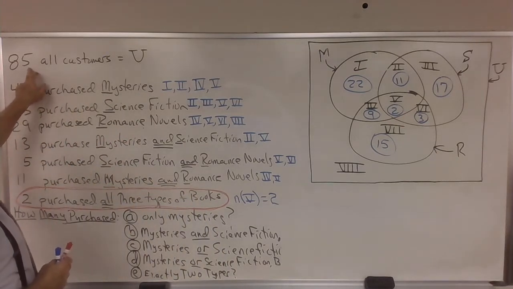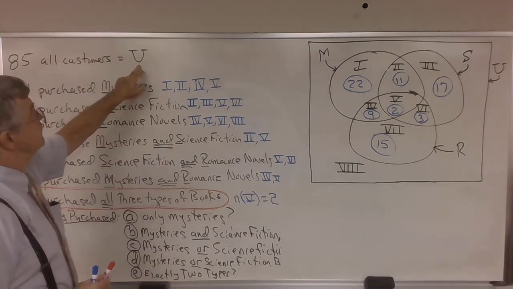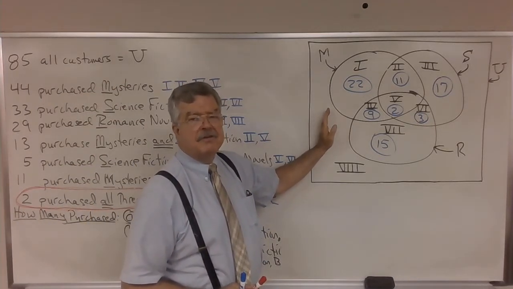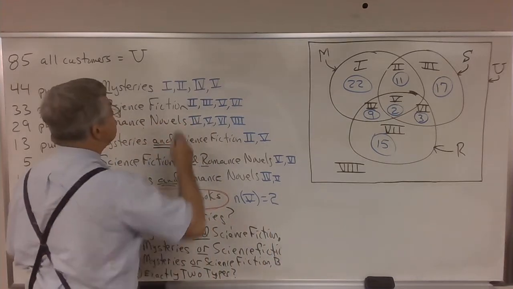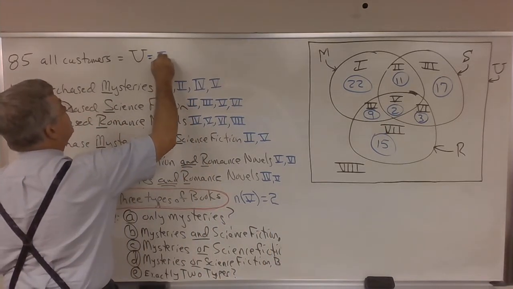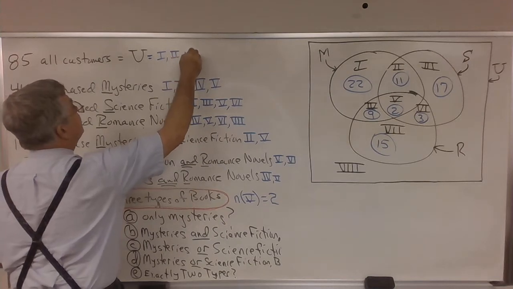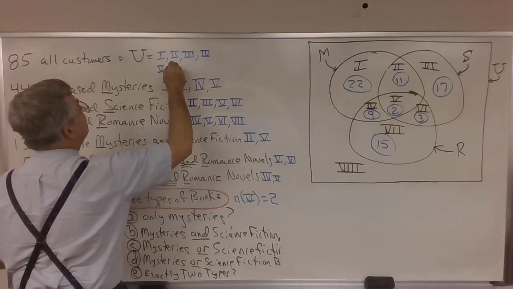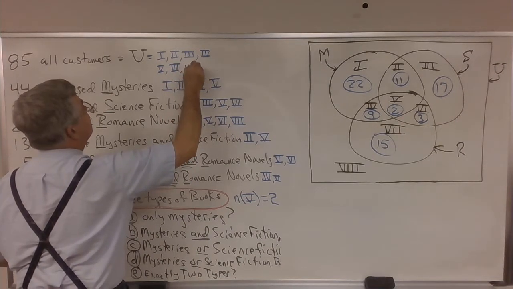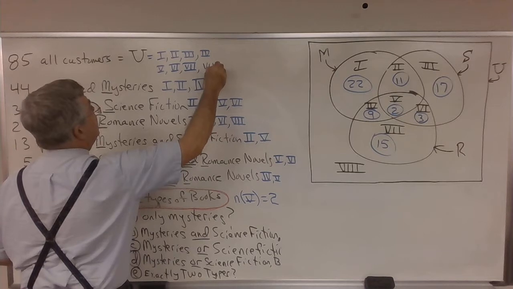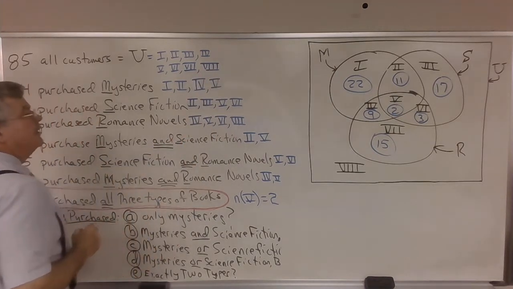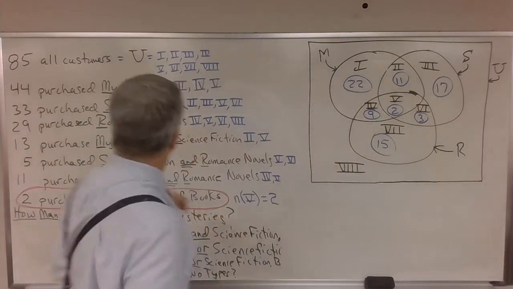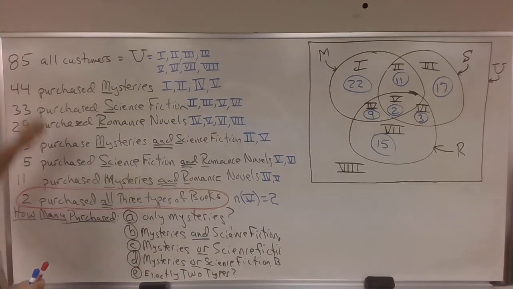We know there are 85 customers in the universe, and the universe is all of these individual regions put together. So universe is 1, 2, 3, 4, 5, 6, 7, 8, all of these. And if we combine the people in all of these regions, we get 85.